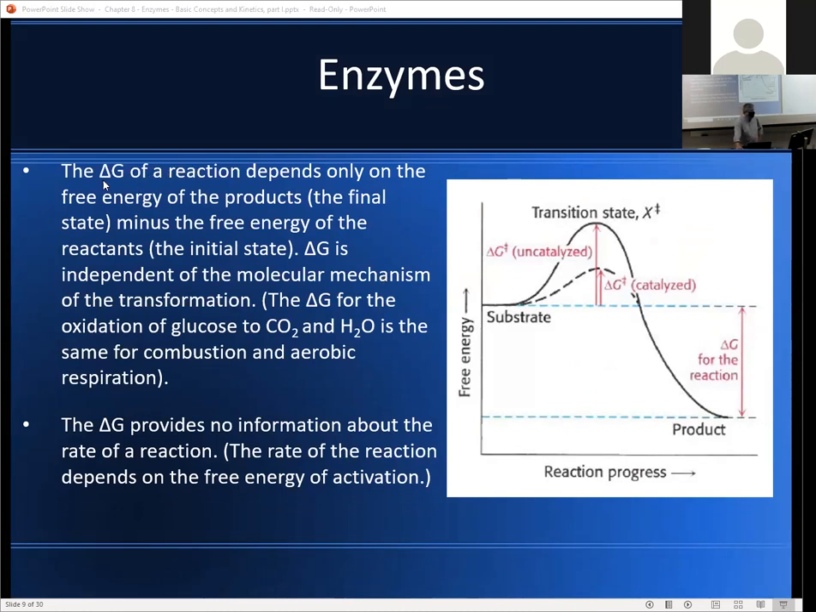Okay, so the delta G, or change in free energy of a reaction, depends only on the free energy of the products, the final state, minus the free energy of the reactants, the initial state. Delta G is independent of the molecular mechanism of the transformation. The delta G for the oxidation of glucose to CO2 and H2O is the same for combustion and aerobic respiration. Let's go back to the whiteboard for a second.